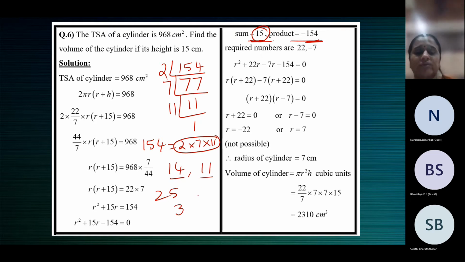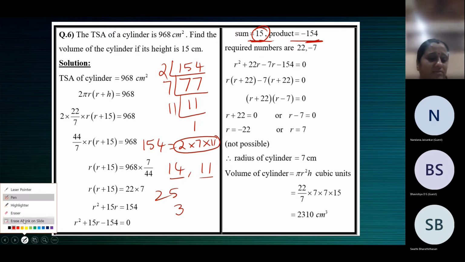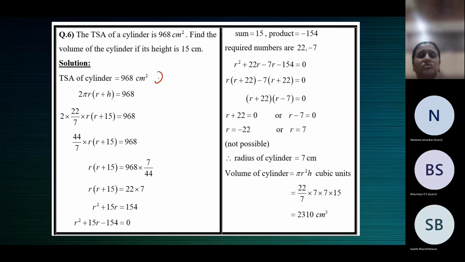On adding, you will get 25. On subtracting, you get 3. You cannot get 15. So this 14-11 combination is not possible. Now let's try something else. Basically the numbers are 2, 7 and 11. Okay. Now let's try this.